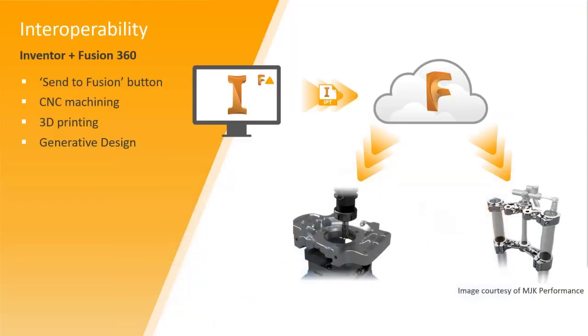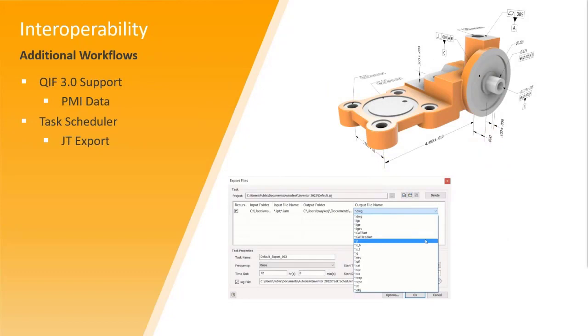Okay, let's continue on with the presentation. On interoperability, QIF 3.0 support is added in this release. The QIF export option enables you to export a Quality Information Framework file which contains PMI data. Export a neutral 3D CAD file with PMI data in JT format via Task Scheduler.